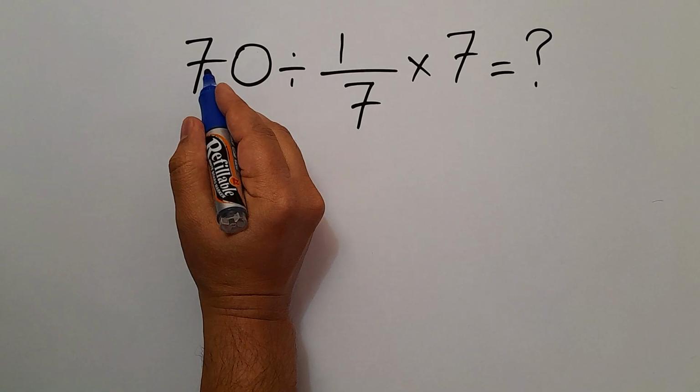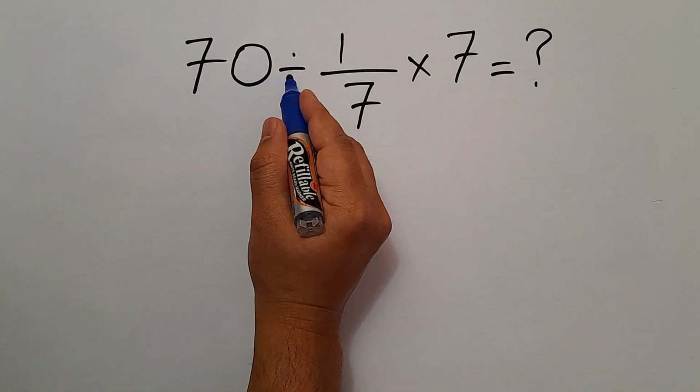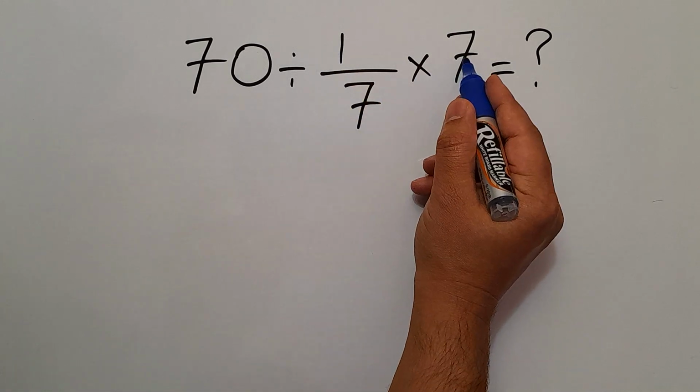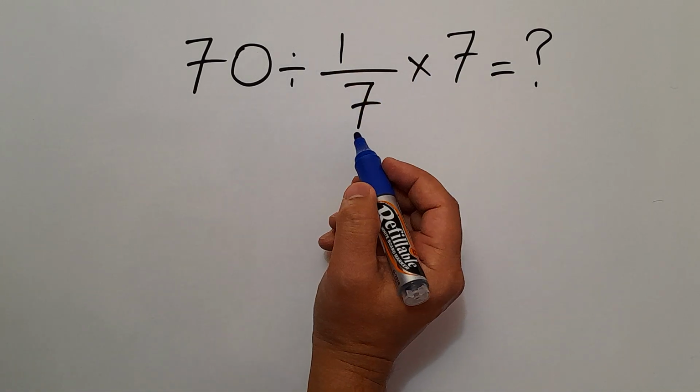In this video we want to find the value of this expression: 70 divided by 1 over 7 times 7. Are you ready to solve? Let's go ahead and get started.